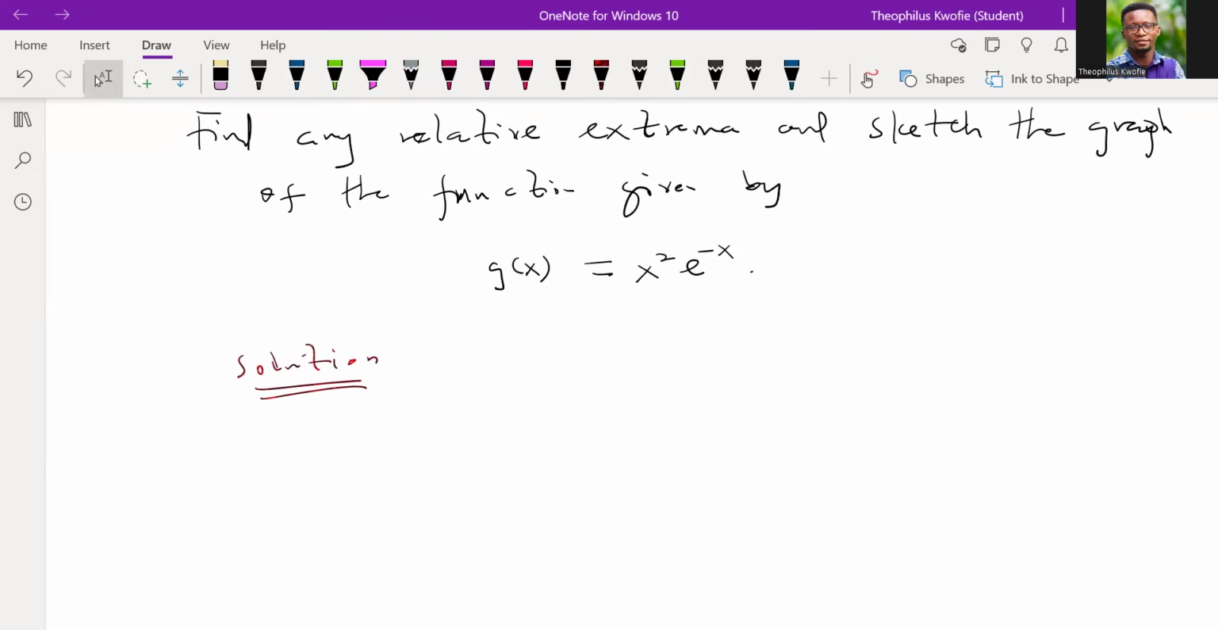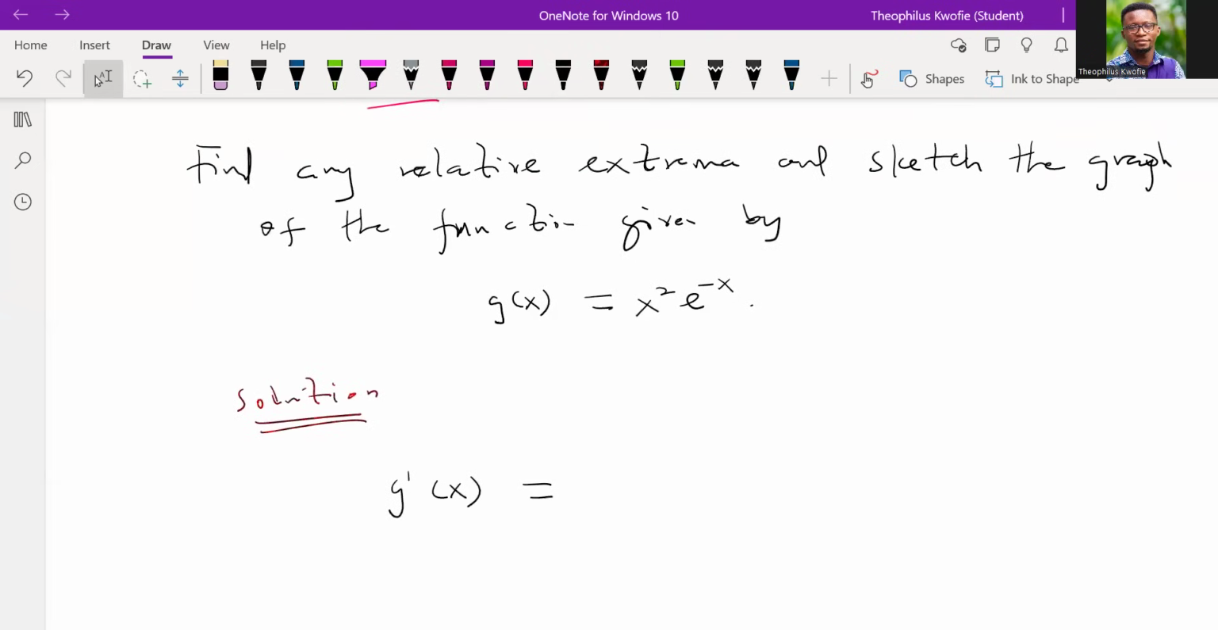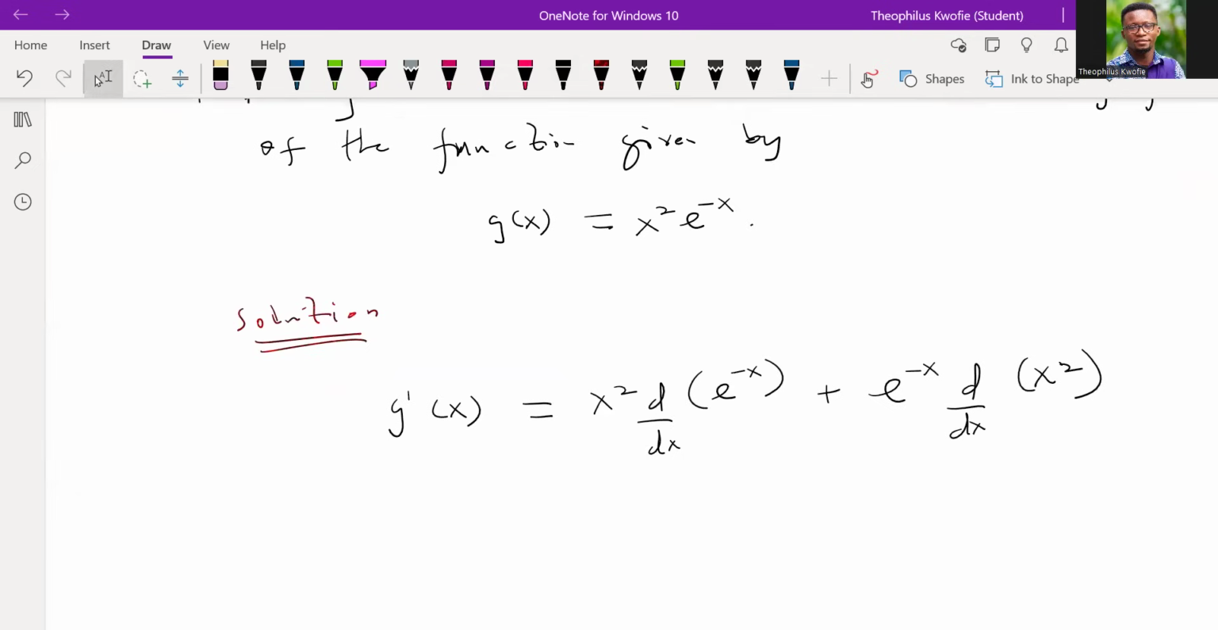Now, the first thing to do is to find a critical point. How do you find a critical point? The first thing to do is to find the derivative. So our g prime of x should be what? Remember, this is a product of two functions, right? So we use the product rule. We first cover the x squared and differentiate the e to the power minus x, then plus, we cover the e to the power minus x and differentiate our x squared.